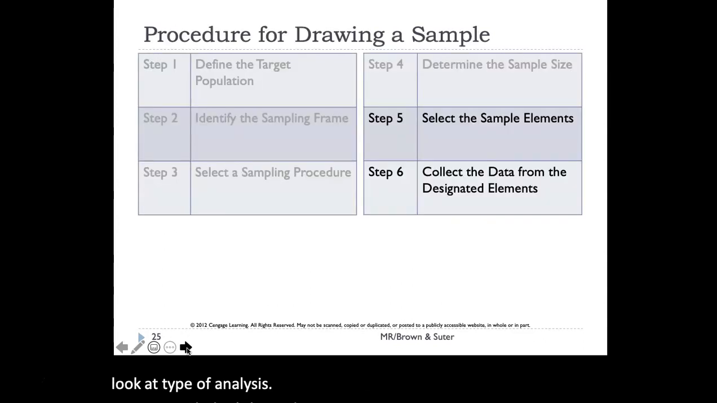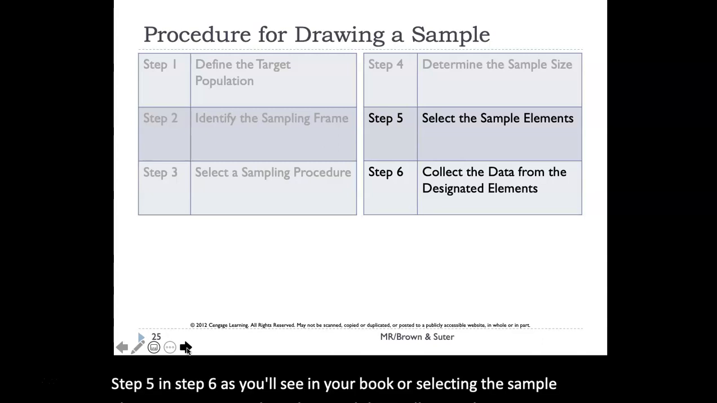Step 5 and step 6, as you'll see in your book, are selecting the sample elements, where we're asking them, and then collecting the data. And the author's slides don't go into detail about those, but you can see that from the chapters. So that's chapter 9 in a nutshell.